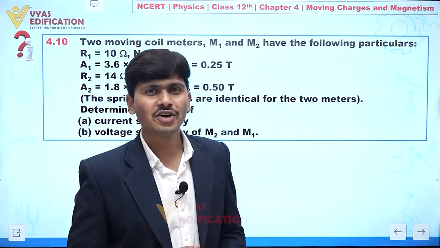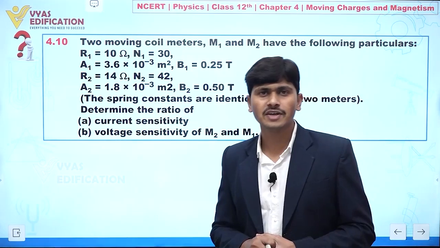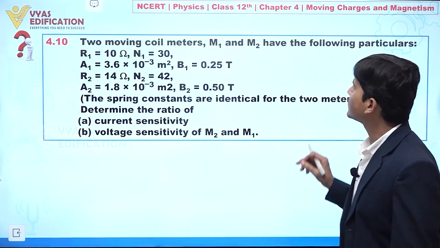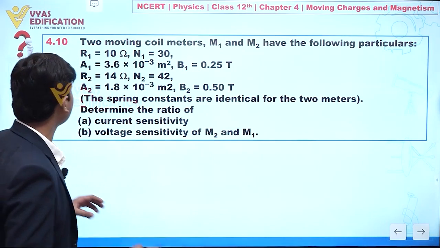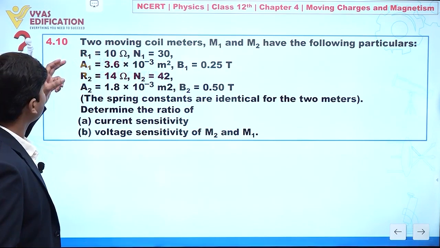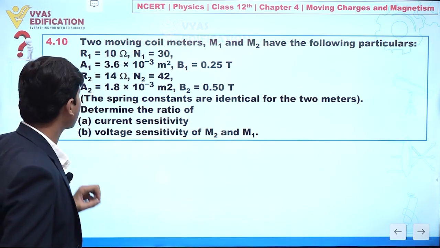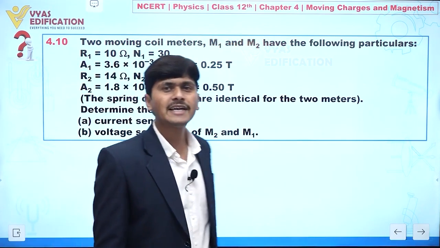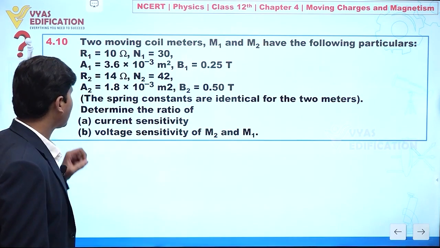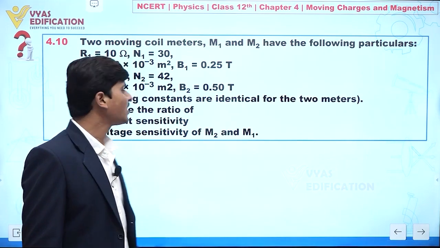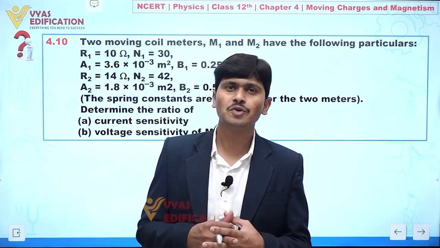Now dear student, we are going to discuss question number 4.10, and in this question it is given to you two moving coil meters M1 and M2 have the following particulars. The values of R1, A1, R2, A2, B1, B2 are all given to you. Spring constants are identical for the 2 meters. Then we have to determine the ratio of current sensitivity and voltage sensitivity of M2 and M1.